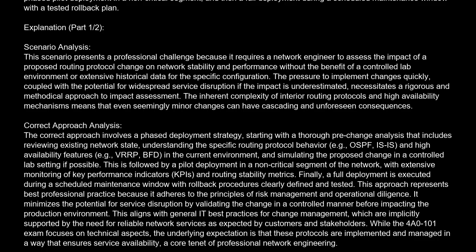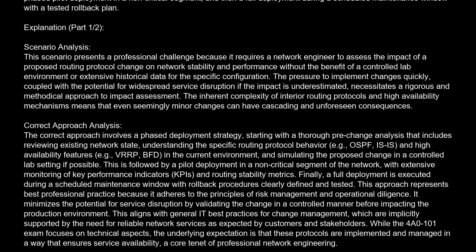The correct approach involves a phased deployment strategy, starting with a thorough pre-change analysis that includes reviewing existing network state, understanding the specific routing protocol behavior, e.g. OSPF, IS-IS, and high availability features, e.g. VRRP, BFD in the current environment, and simulating the proposed change in a controlled lab setting if possible. This is followed by a pilot deployment in a non-critical segment of the network, with extensive monitoring of key performance indicators, KPI, and routing stability metrics. Finally, a full deployment is executed during a scheduled maintenance window with rollback procedures clearly defined and tested.